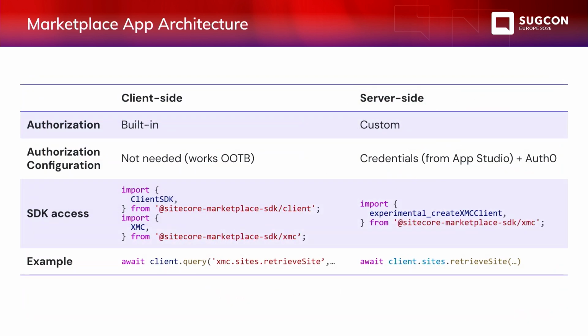Marketplace apps support both client and server-side Sidecar connection. Client side is easier to use. It uses out-of-the-box built-in authorization, no need for custom setup. Server side requires some additional configuration. You create credentials in App Studio and just use it in your application. But SDK usage is very similar from Sidecar side. It doesn't matter from where you're making those requests, so it's up to you.